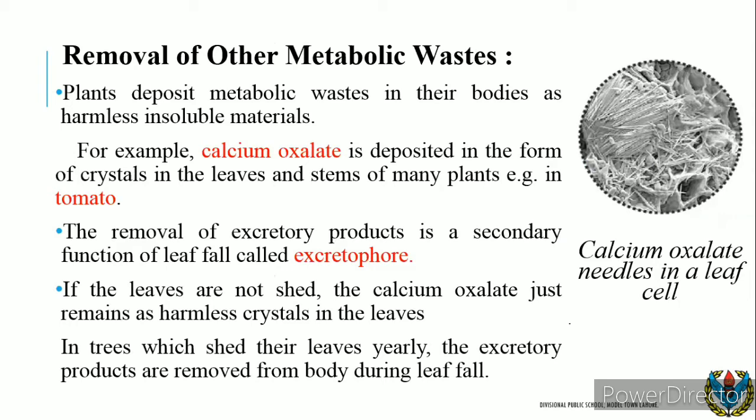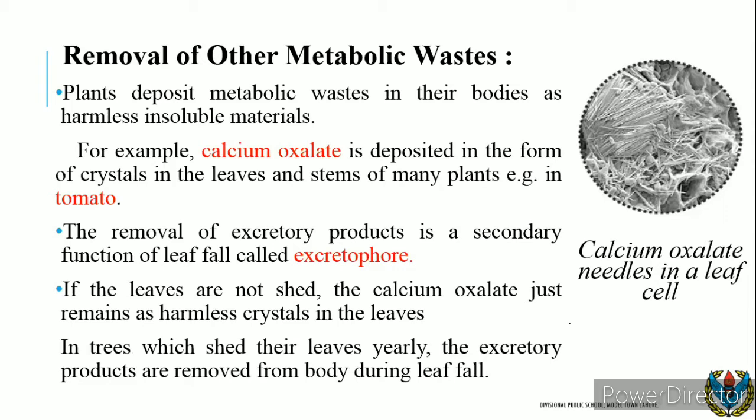Now, the third one is the removal of other metabolic waste. Plants deposit metabolic waste in their body as a harmless, insoluble material. An example of this harmless insoluble material is calcium oxalate. Calcium oxalate is deposited in the form of crystals in different parts of the plant body, in the leaves and stem of many plants, for example, as in tomato, which is mentioned in this picture: calcium oxalate needles in leaf cells.